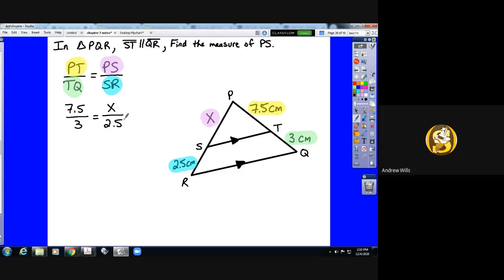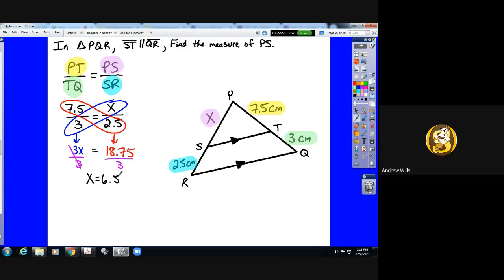That's a good sign. Again, when we solve a proportion, we do so by cross multiplying. So we do 3 times x, which is 3x. And then we do 7.5 times 2.5, which is 18.75. The means and the extremes are equal. In other words, 3x is equal to 18.75. And then we finish this problem by dividing each side by 3 to get x by itself. We get that x is 6.25.